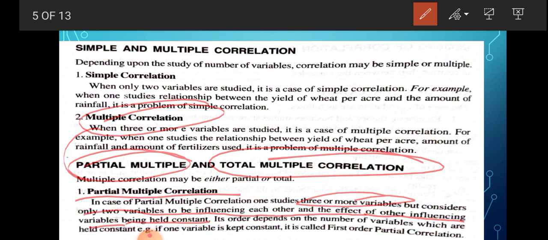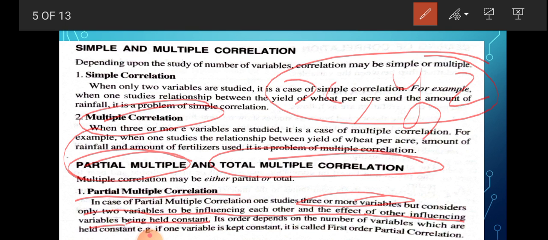Means its order depends on the number of variables which are held constant. If one variable is kept constant, it is the first order partial correlation. Suppose three variables are there to be taken, but one we are just keeping constant. Whatever the y and z will be, x will remain constant. So this kind of multiple correlation is known as partial correlation.